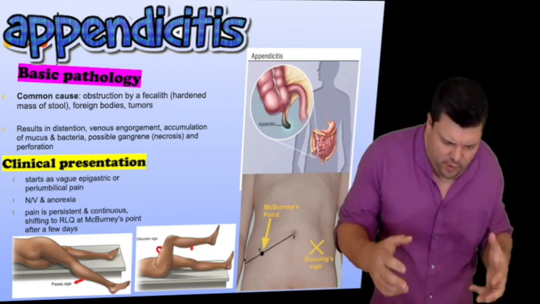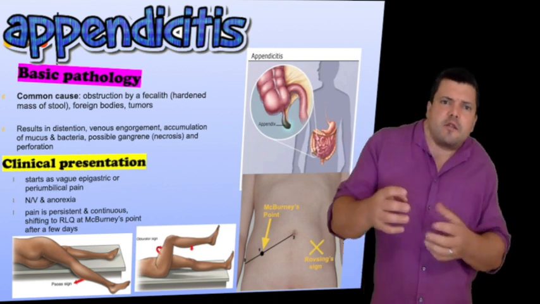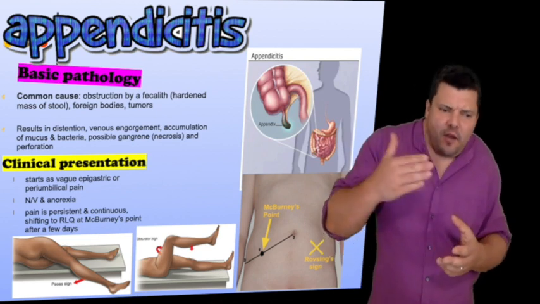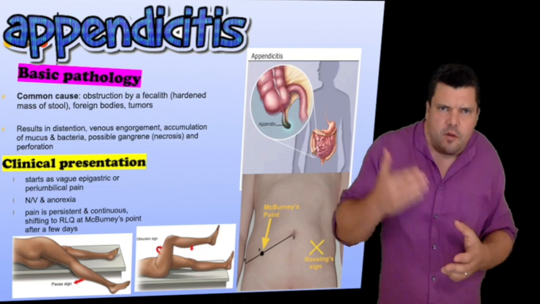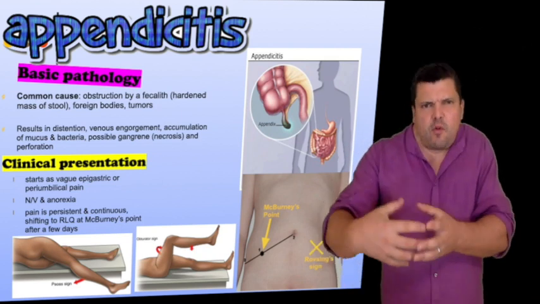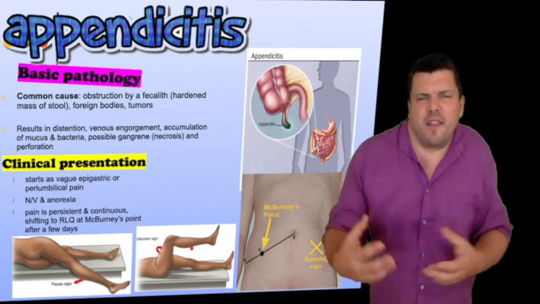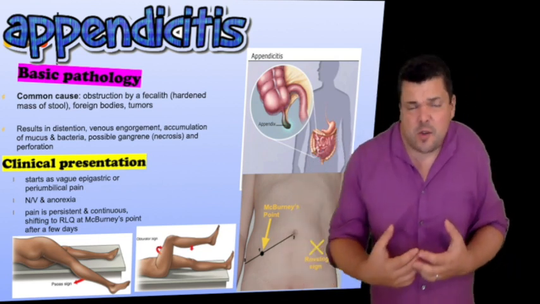As that obstructive process is occurring, the appendix can't empty. It starts to engorge. This positive inflammatory cycle is going on. The appendix gets more and more distended. The patient feels more and more pain. There may be necrosis going on.